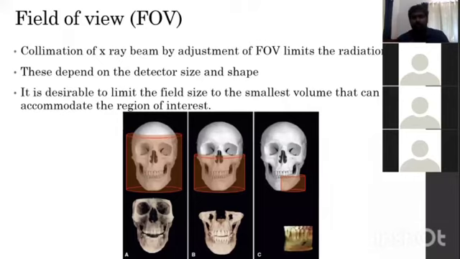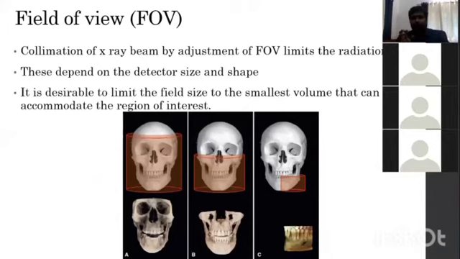And it is desirable to limit the field size to the smallest volume that can accommodate the region of interest. If a patient is referred for CBCT, the doctor should write not just the tooth, but exactly the tooth number or the area they want. With that, we can adjust the FOV. Here in the picture, we can see an orange cylinder that denotes the FOV, or field of view.